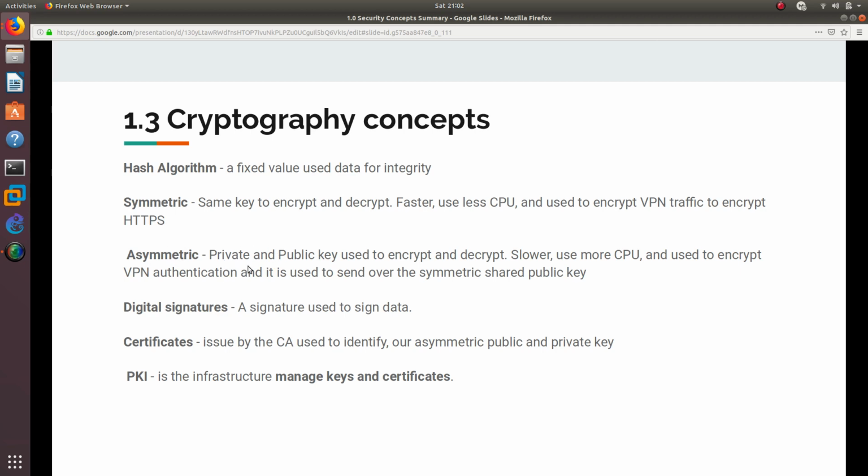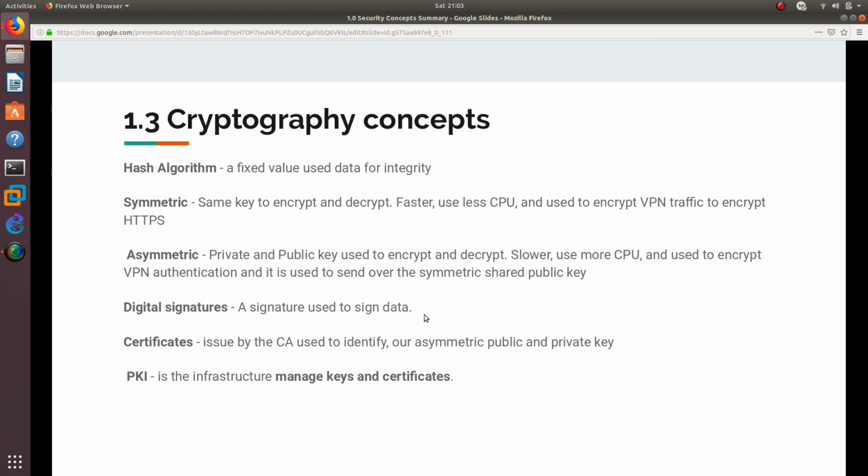Asymmetric uses a private and a public key. Remember, asymmetric uses two different keys, and symmetric uses the same key. So it uses a private and a public key to encrypt and decrypt. The public key is used to encrypt, and the private key we use to decrypt. It is slower, uses more CPU, and it is used to encrypt the VPN authentication, and it is used to send over the symmetric shared key.